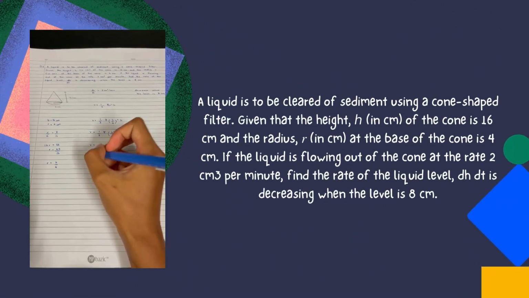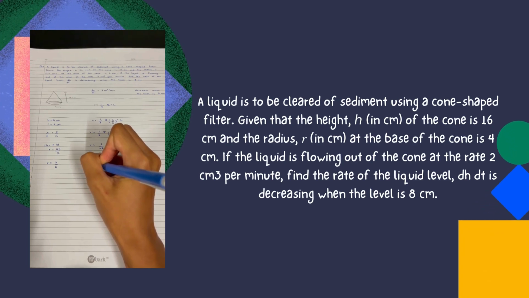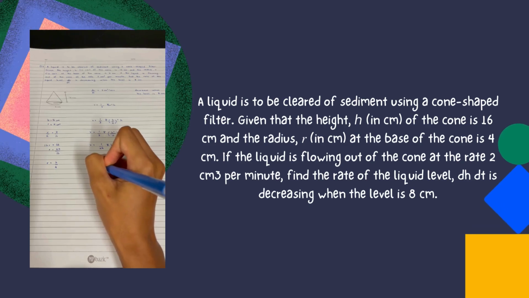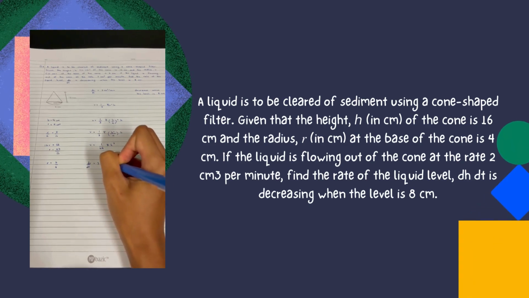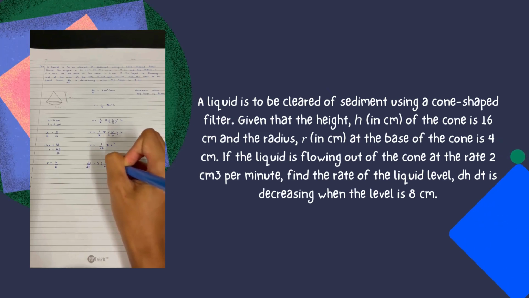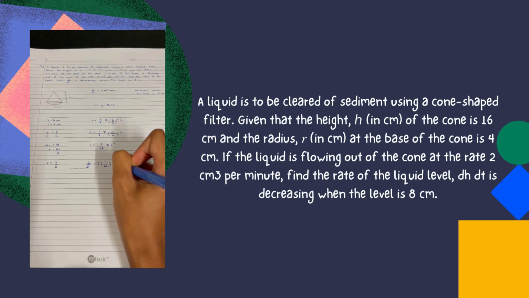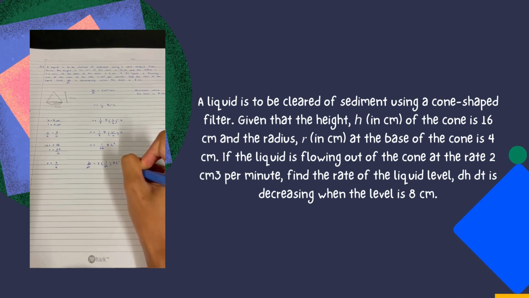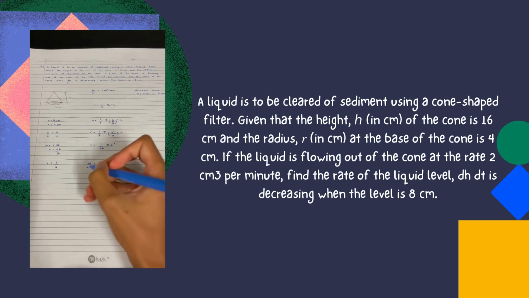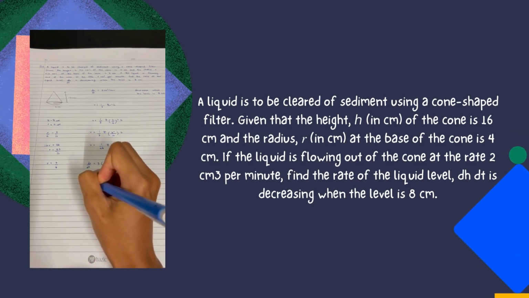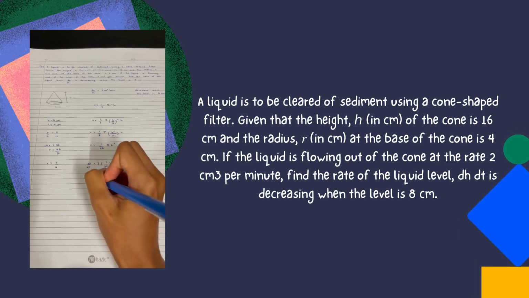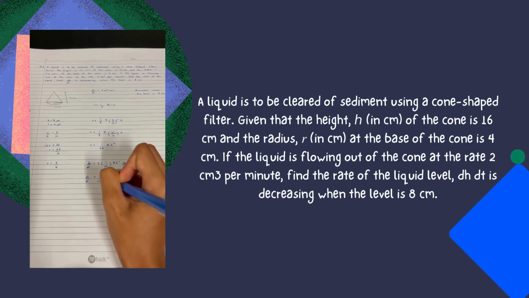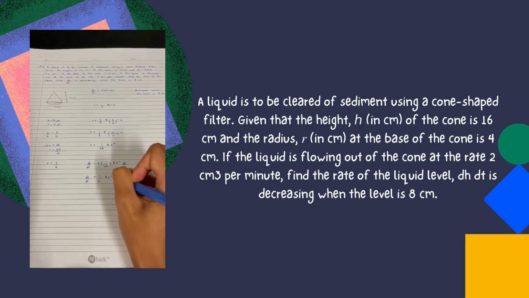Next, we use the implicit differentiation method on 1 over 48 pi h cube, and we get dV over dt equal to 3 times 1 over 48 pi h square dh per dt. After that, we expand it, and we get dV over dt equal to 1 over 16 pi h square dh per dt.